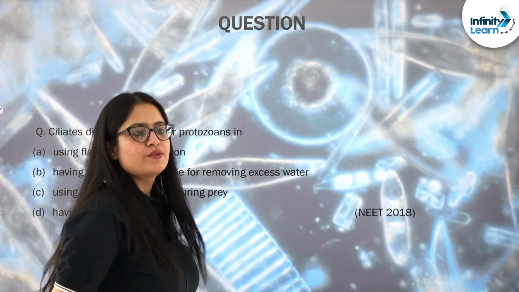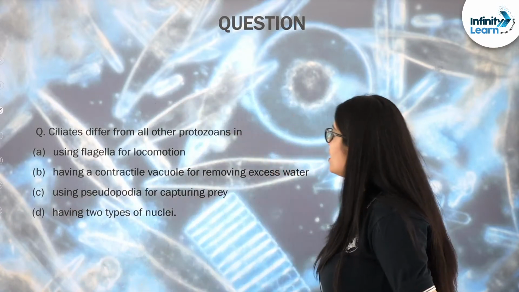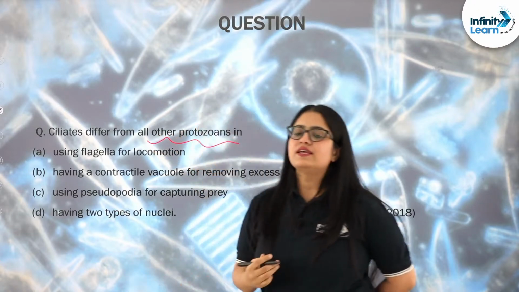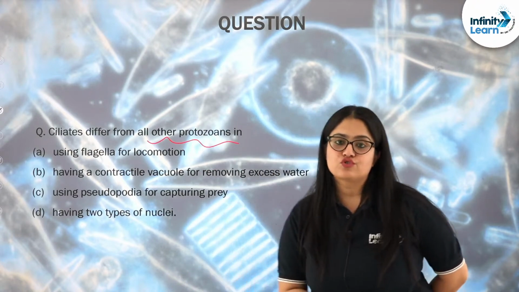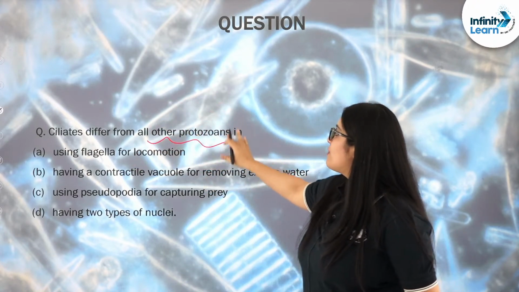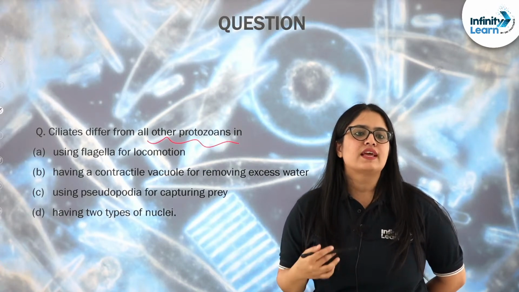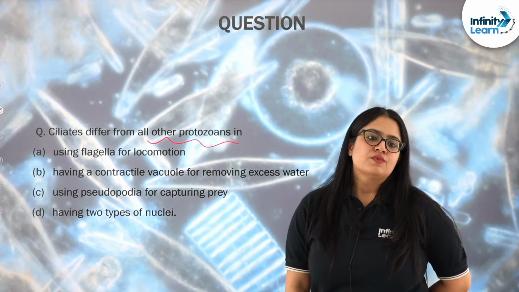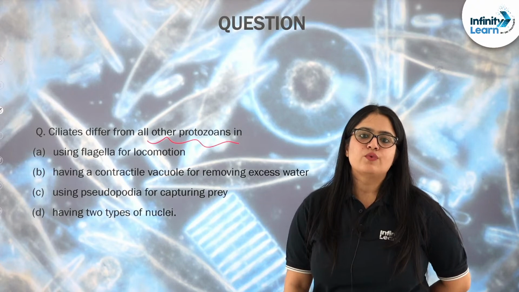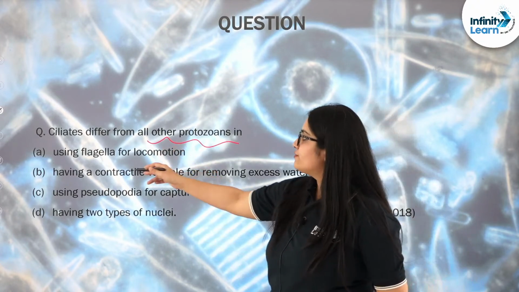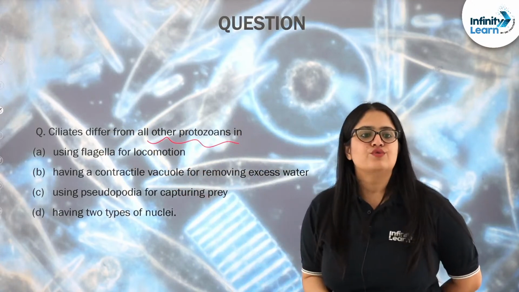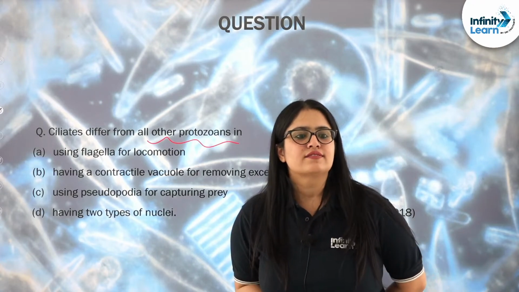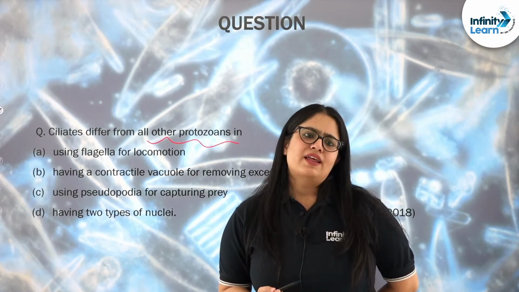Here comes the next question, my kids. Ciliates differ from other protozoans in, come on, ciliates. Ciliates are what? They are a type of protozoans, right? So, ciliates differ from other protozoans in what? What is the special thing that ciliates have and other protozoans do not have? The amoeboids, the ciliates, the flagellates, the sporozoans. Which one is the character that differs and that ciliates have and other protozoans do not have? Come on, give a little pressure to your brain and try to give the answer. Yes, students, anybody? Anyone?